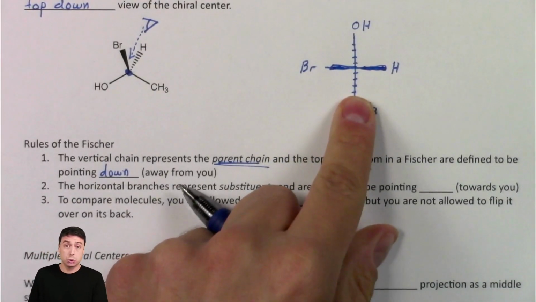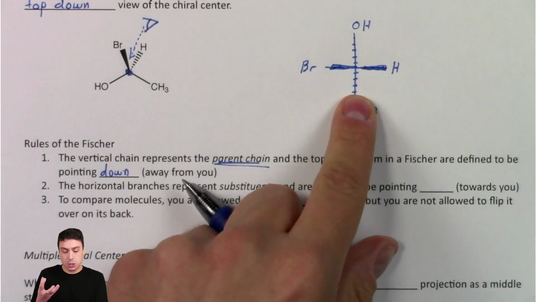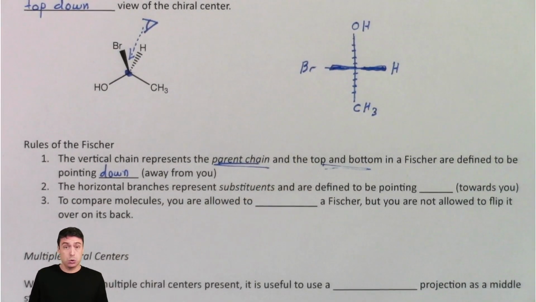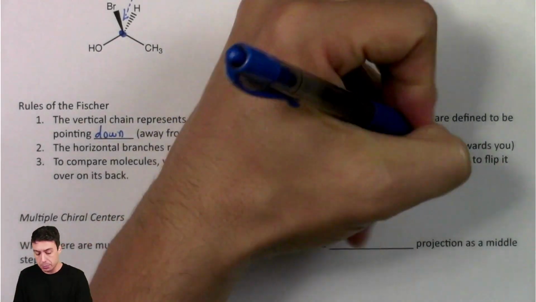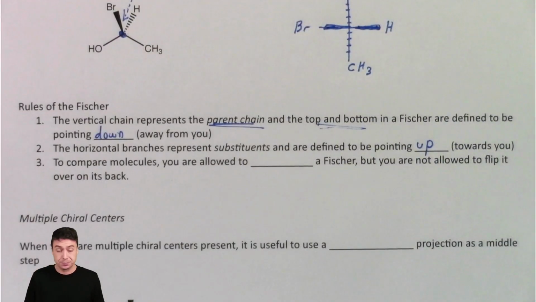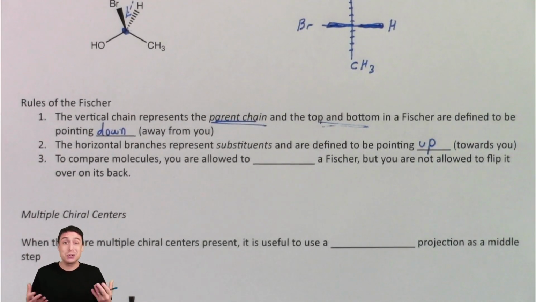Again, we don't draw Fischer projections like this, but that is what it represents. The actual drawing of the Fischer is just lines, just crosshairs, just simple lines. So the horizontal would be substituents, and they're pointing up towards your face. One more time. Those are rules.